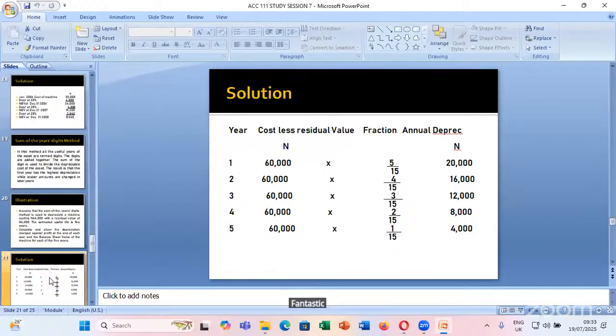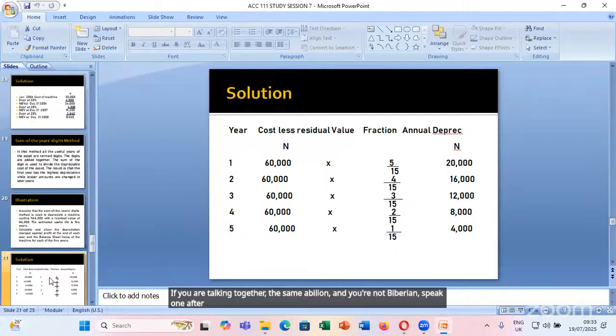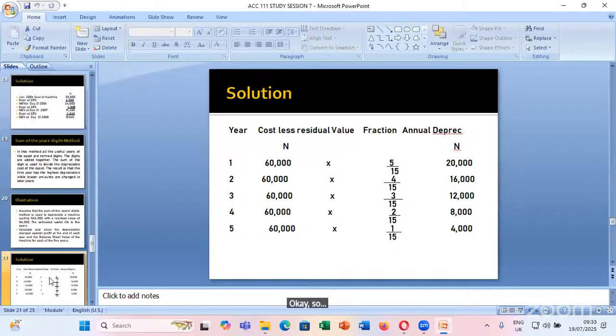Fantastic. Okay. Thank you. So, any other question? Yes, I have a question. What meaning of IFRS? Speak one after the other. Our time is spent already. International Financial Reporting Standard.